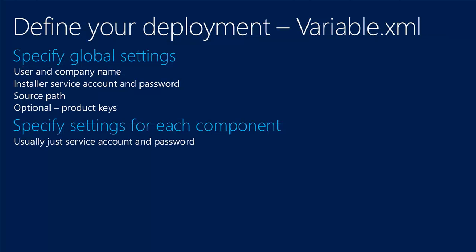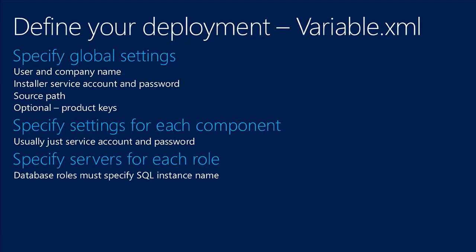Then you specify settings for each component. Typically, that's just a service account or a number of service accounts and passwords for that component. There may be a couple other things in there, but typically it's just service accounts. You can define a lot more, but that's more custom. By default, all you have to do is the service accounts. Then you say which servers you want each one of these roles to go on. So database roles, you've got to specify a SQL instance as well as the server, but everything else, you just tell it which server it's going to go on.